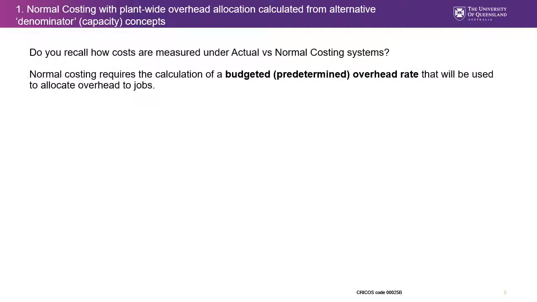So you recall how costs are measured under actual versus normal costing systems. Actual, you wait till the end of the period and calculate an actual overhead rate, and you apply it using the actual use of the cost driver or cost allocation base. Whereas in a normal costing system, the only difference is that you calculate a budgeted or predetermined overhead rate to allocate the overhead to different jobs using the actual amount of the allocation base.